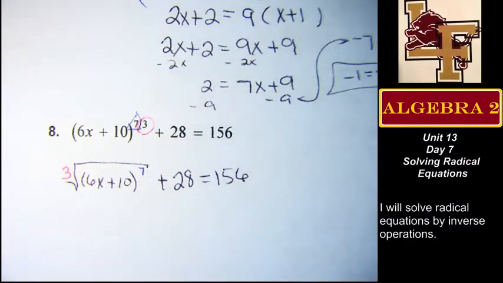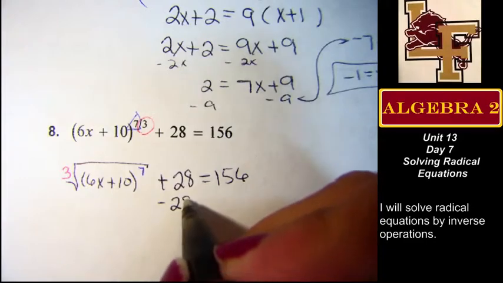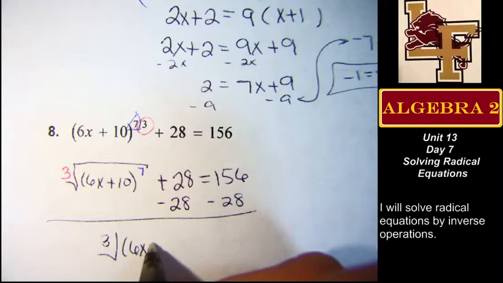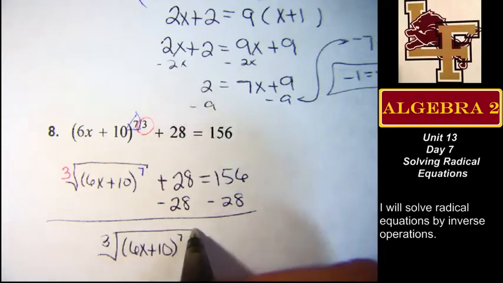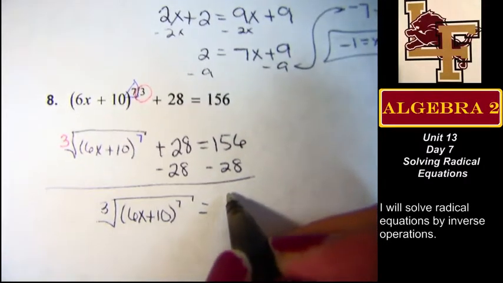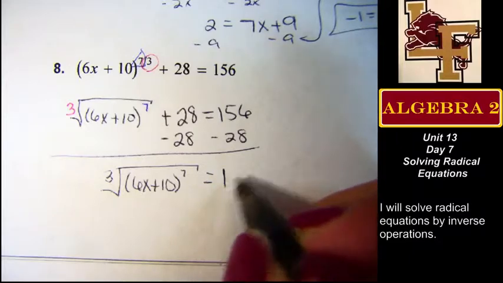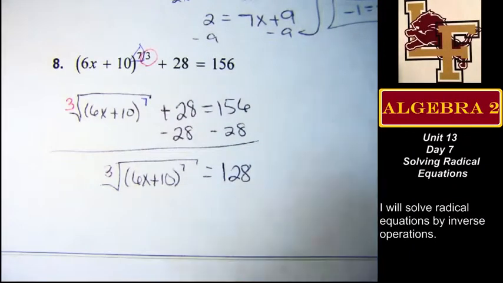Is the radical by itself? No, you need to do minus 28. Yeah, I gotta get rid of the 28 by subtracting it. 156 minus 28, yes ma'am. 120. How do you get rid of a third root? Third power. Yep.